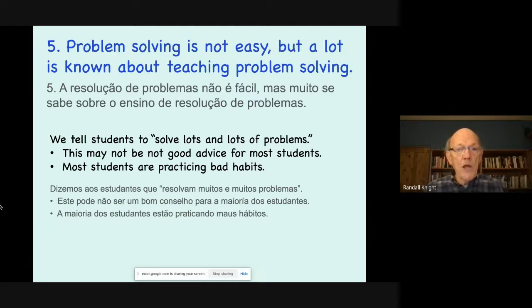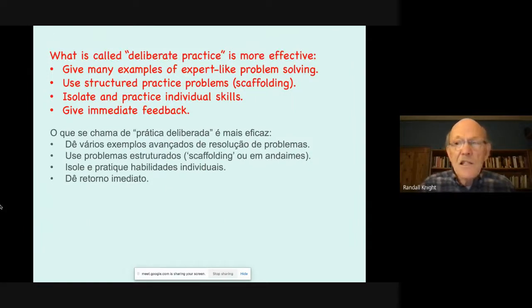And what are you doing when you solve lots and lots of problems? You're just reinforcing the bad habits, and you're not necessarily developing any better habits just from lots of practice. So practice needs to be more structured. It's what's in learning circles sometimes called deliberate practice as opposed to just random practice. And part of that starts in class with how you solve example problems in class.